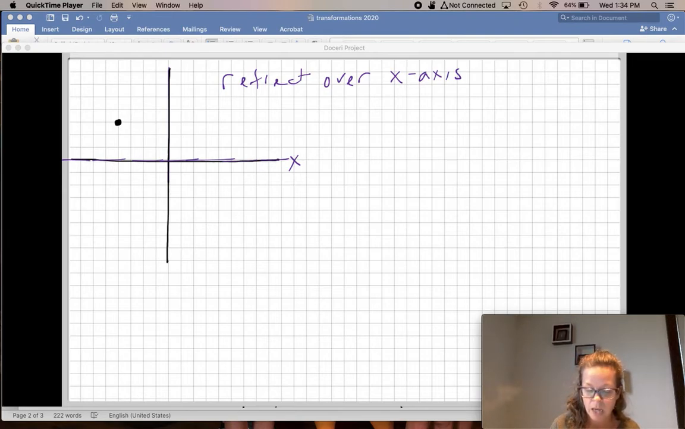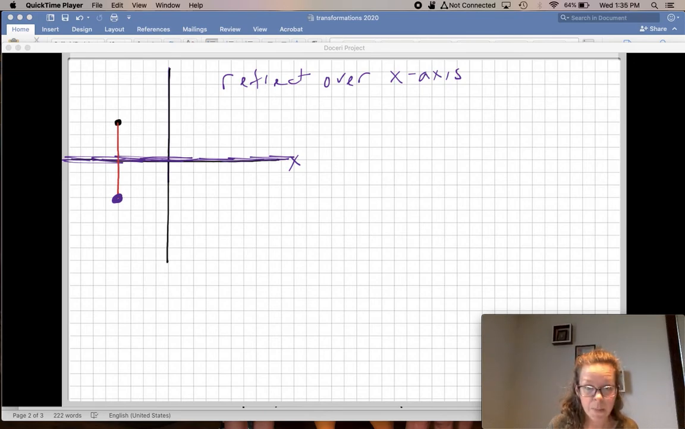So as we think about that line of reflection, what we want to do is think about connecting our point to that line, perpendicular, and then going that same perpendicular distance onto the other side of that line. So how many boxes? 1, 2, 3 boxes. So I'm going to go 1, 2, 3 boxes on the other side, and there I find my image. Remember, we call the first one the pre-image, and then after we've done the transformation, we call that the image. So there's our image. Okay? So there's an example.